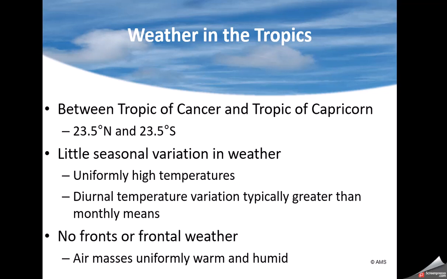First, tropics are considered anything where the sun is going to be directly overhead. So that's 23.5 degrees north and 23.5 degrees south. They just don't get frontal passages there. So all the air mass is typically uniformly warm, generally humid because there is a lot of ocean there. However, over the deserts, obviously it's very dry and hot.